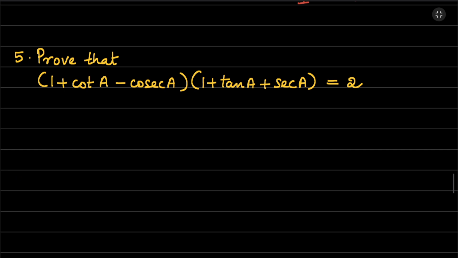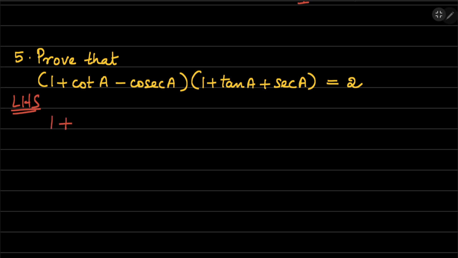Prove that (1 plus cot A minus cosecant A) multiplied by (1 plus tan A plus secant A) is equal to 2. Let's take the LHS. Here, in the RHS we don't have any terms, right? And here you can see tan, cot, cosecant, secant, everything. So whenever you see these multiple terms, you have to convert everything into sine and cos. So let's do that. So take your LHS.